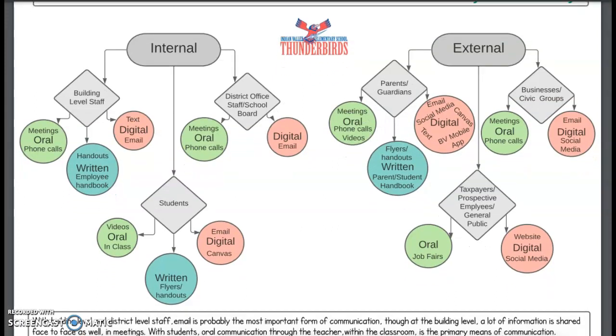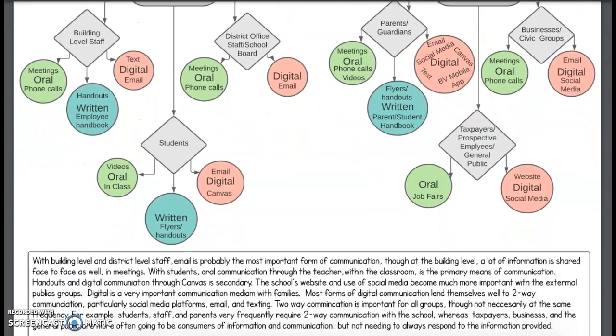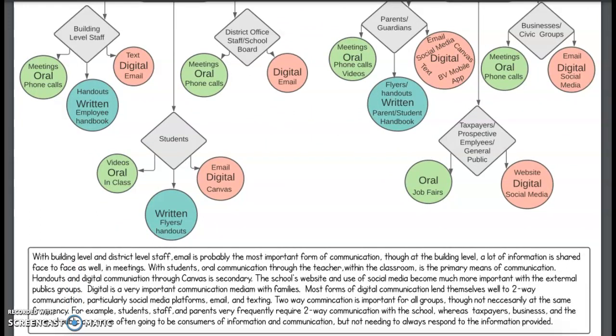So some other things, I'll scroll down here to some information I wrote up at the bottom. With building level and district level staff, I would say that email is probably the most important form of communication, though definitely at the building level, a lot of information is shared face-to-face as well in meetings. And I would say a common theme with a lot of these is follow-up information. So for example, maybe information was shared face-to-face in a meeting, but that might be followed with an email about that meeting with some bullet points for anyone who wasn't there, but even for people that were there as a secondary reinforcement of that communication.